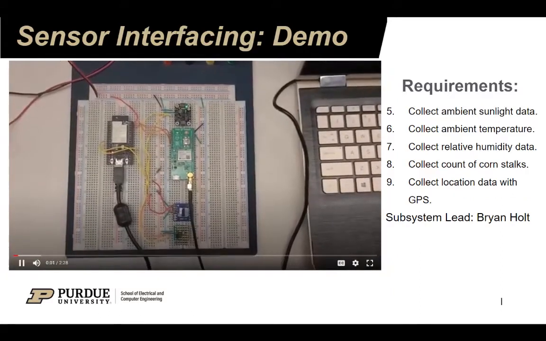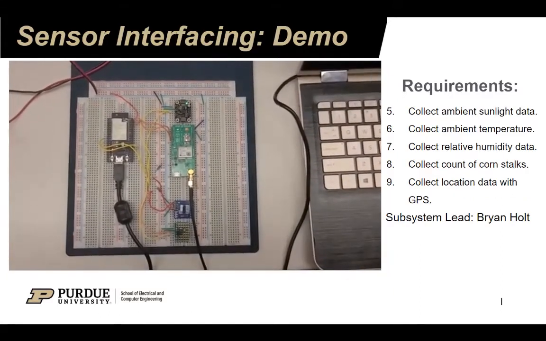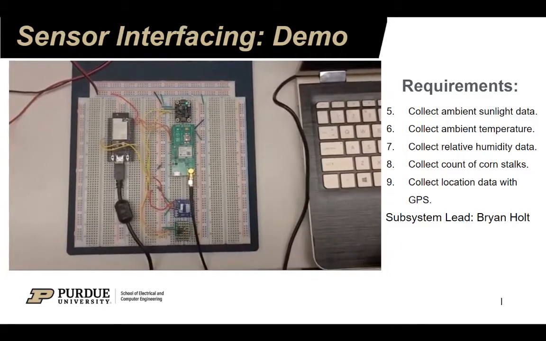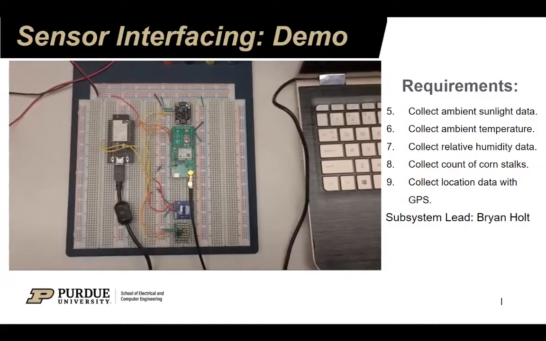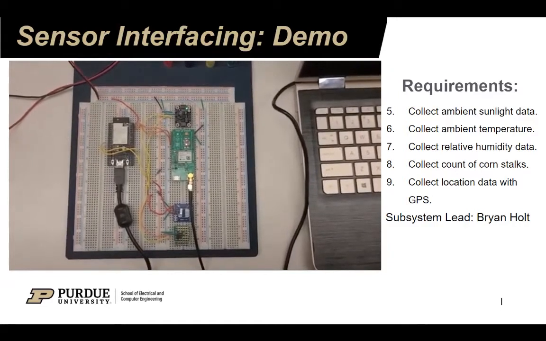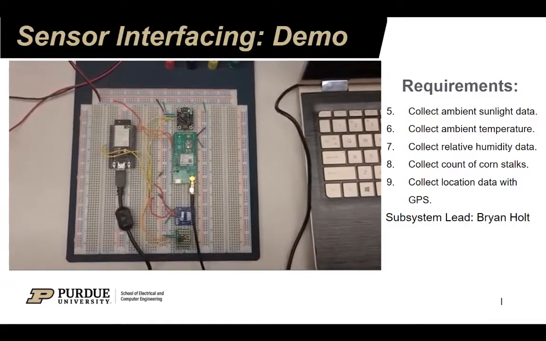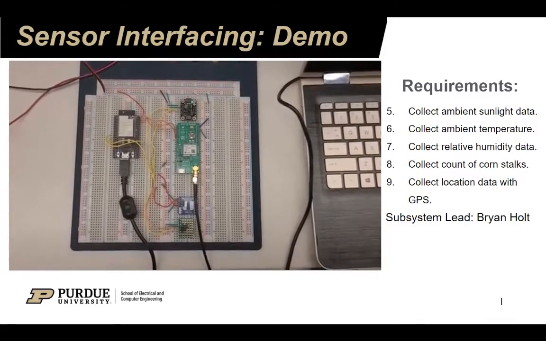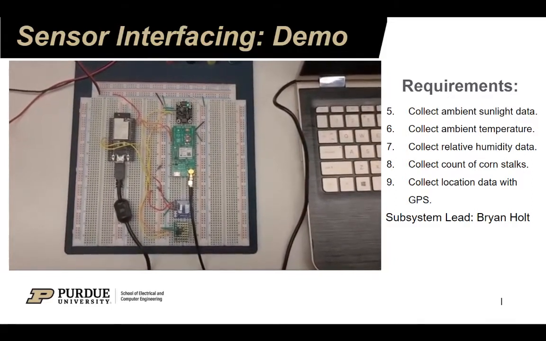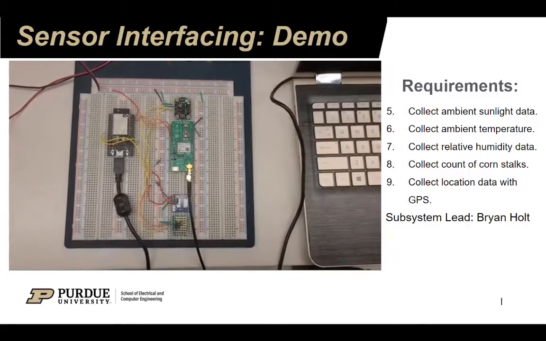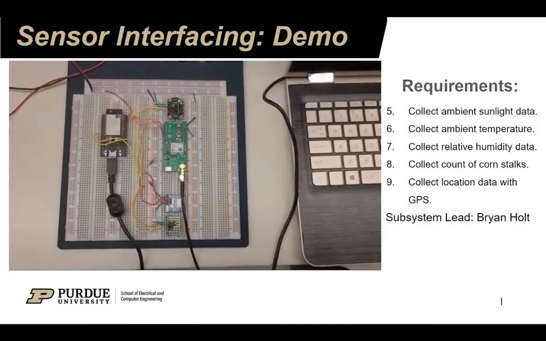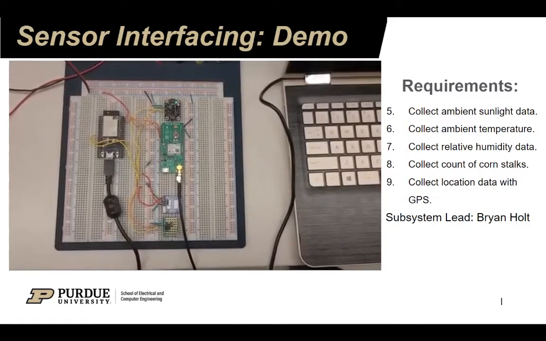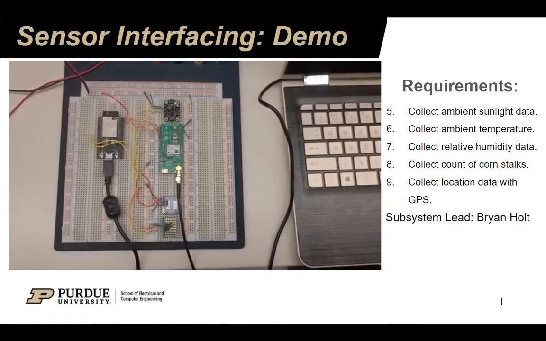For this portion of the demonstration, we will be demonstrating the requirements related to the sensor interfacing subsystem. These are requirements 5 through 9. So that includes collecting ambient sunlight data, ambient temperature data, relative humidity data, a count of the corn stalks, which will be accomplished through a LiDAR distance sensor, and GPS location data.